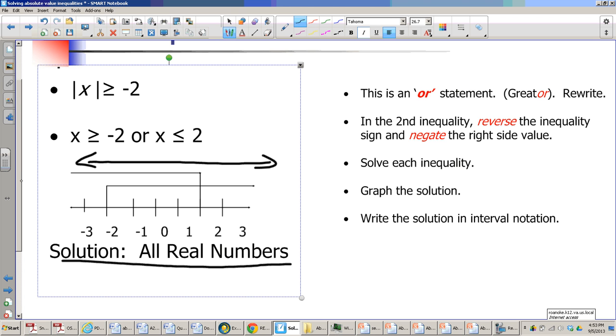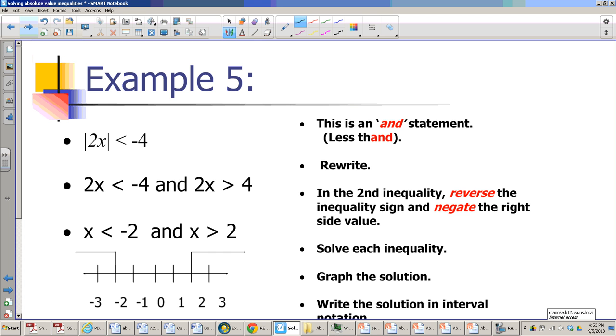How do we write it in interval notation? Well, negative infinity is my smallest number. Positive infinity is my biggest number. Let's look at one more example.